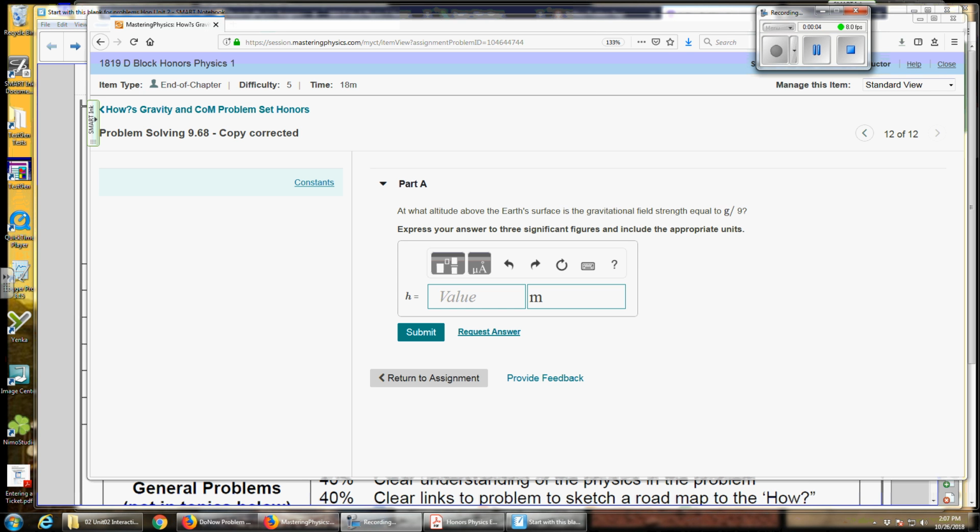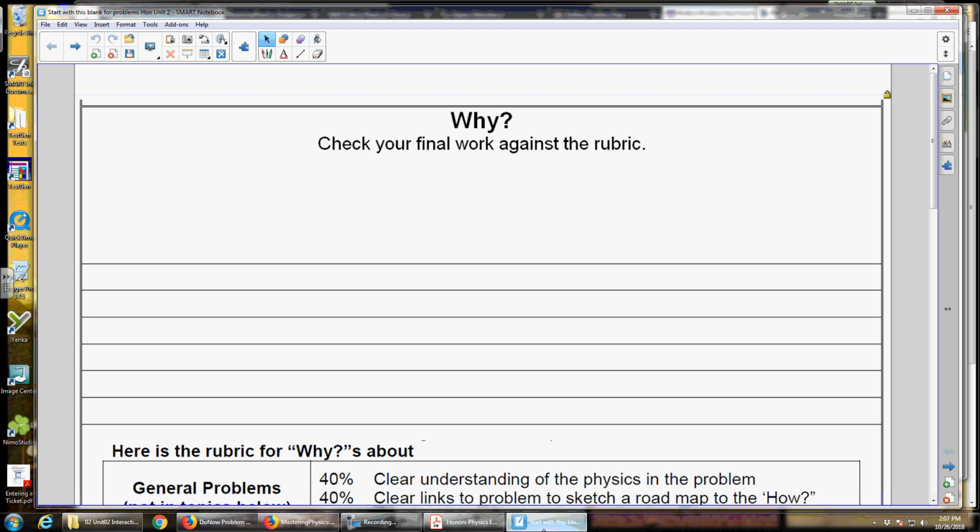All right, we're doing number 12. So we have: at what altitude above the Earth's surface is the gravitational field strength equal to g over 9? All right. We have to remember what altitude is. What is altitude? Height relative to sea level, height relative to the surface of the planet, right?